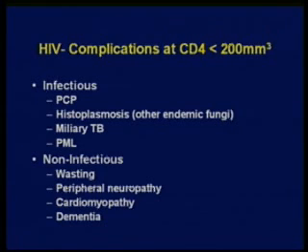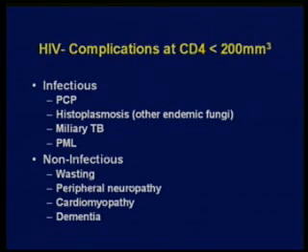So here are HIV complications at T cell count under 200. And by the way, it's called CD4 T cell, but nobody ever says CD4 T cell. It's too long. So you say CD4, you say T cell. Same thing. All right? So infectious: PCP, pneumocystis carinii pneumonia, histoplasmosis and other endemic fungi, miliary TB, now which is tuberculosis in someone who's immunocompetent.